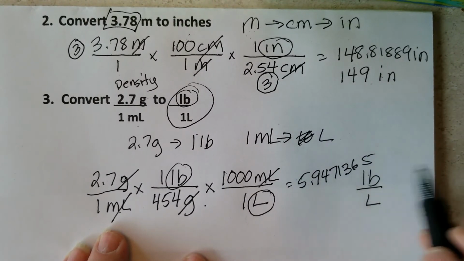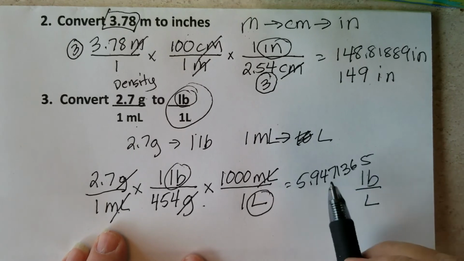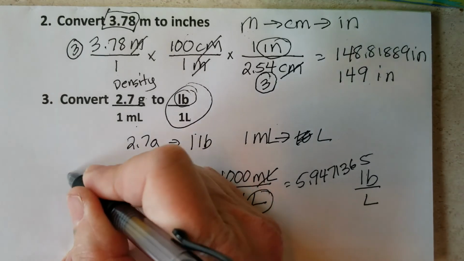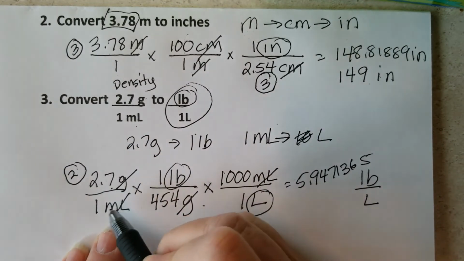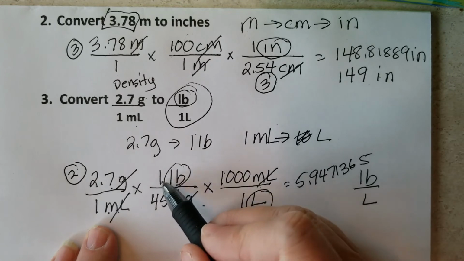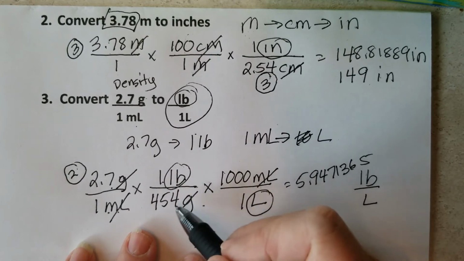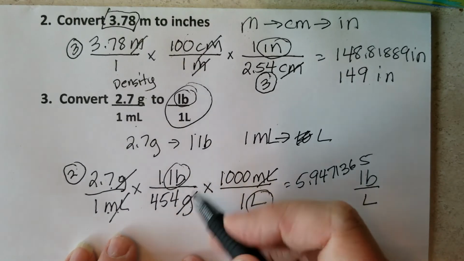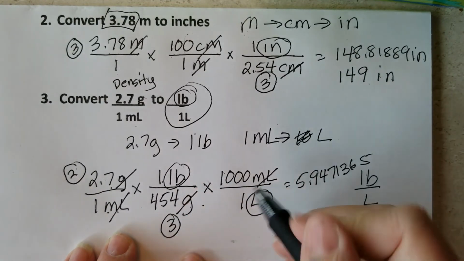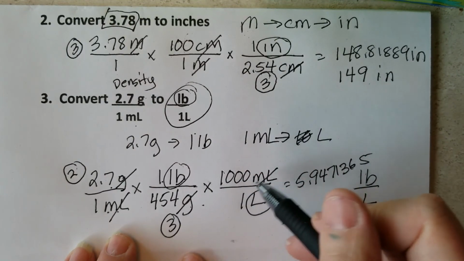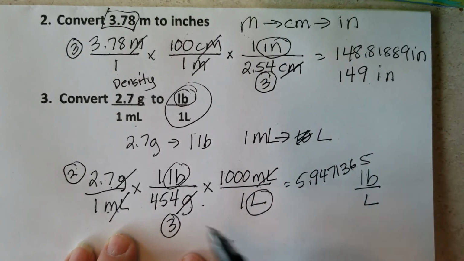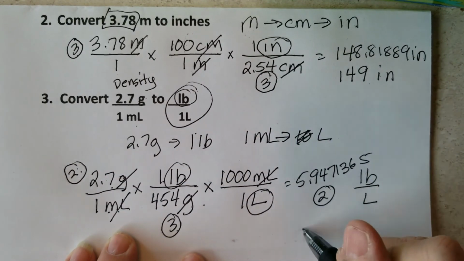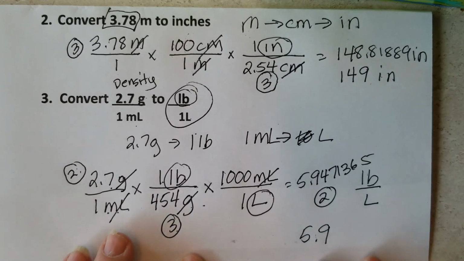5.9471365. You keep going, but you don't have to because that indicates we have lots of sig figs, which we don't. We actually only have 2 in this first number. The 1 doesn't count, but the 454 does count because that's between metric and pounds. That's not a definition. Somebody had to measure that. That's 3. This is a definition. There's exactly 1 liter in 1,000 milliliters by definition. So I have 2 sig figs here, 3 sig figs here, so I can only have 2 in my answer. So that gives me 5.9 pounds per liter.